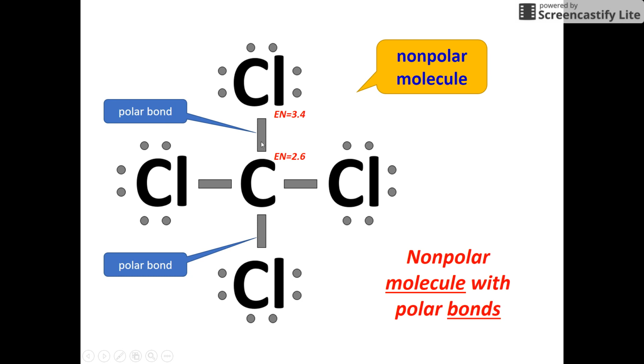That's a polar bond. But overall, we've got four polar bonds just like that, balancing each other out. The polar bond down here balances out the one at the top. The polar bonds on either side balance each other out. So overall, this is a nonpolar molecule. It's got a symmetrical sharing of electrons in all directions. So it's a nonpolar molecule, but it has polar bonds.